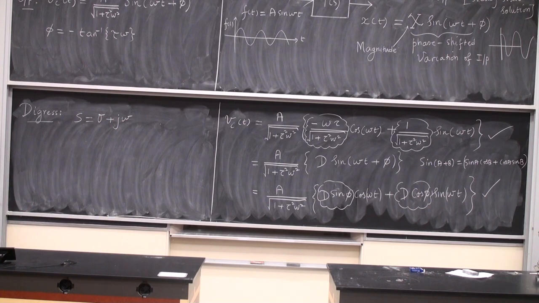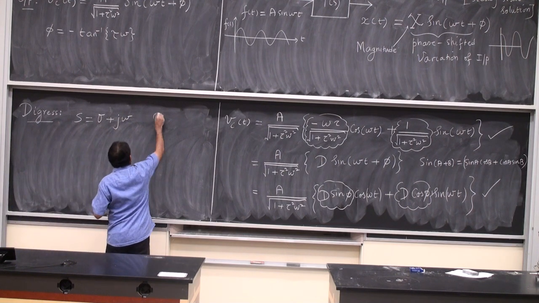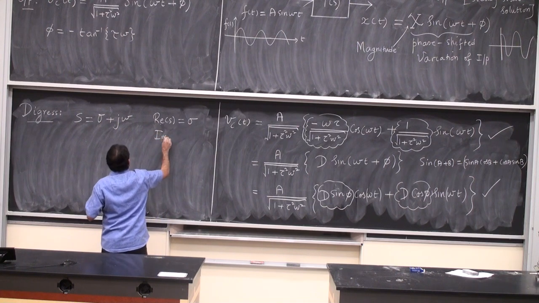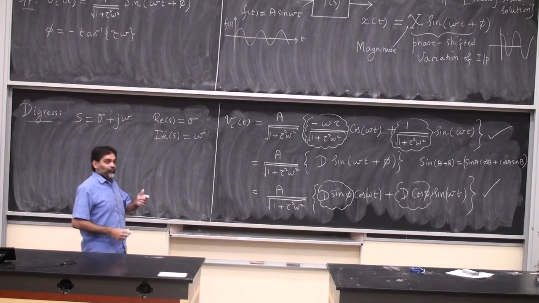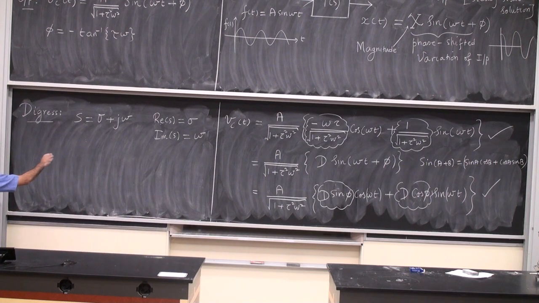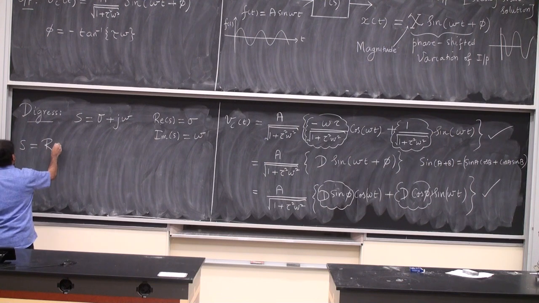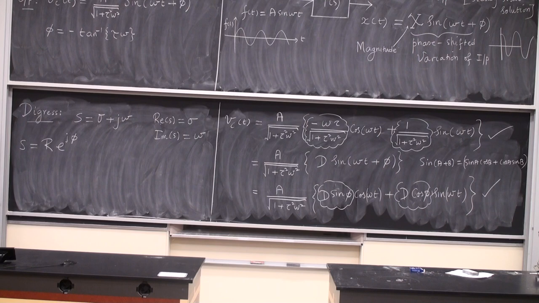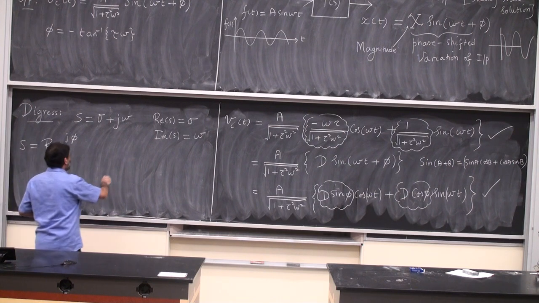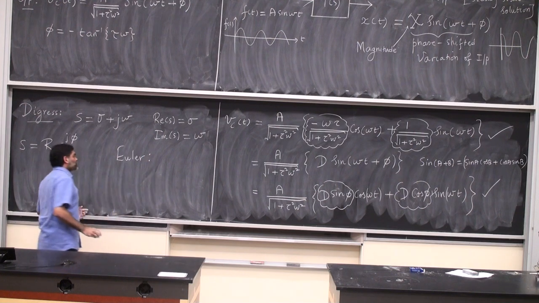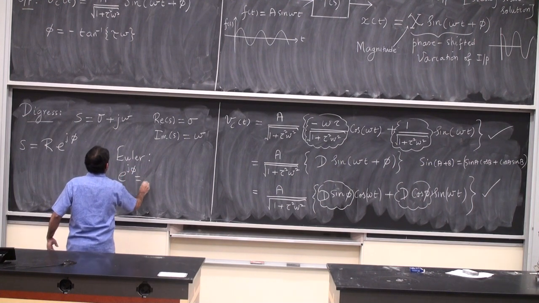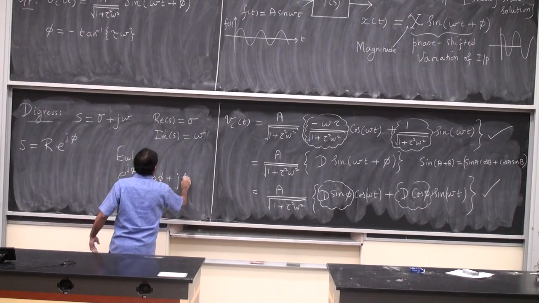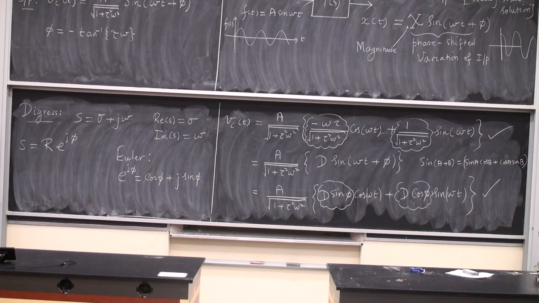Your good old Laplace variable S, so the real part of S is sigma. The imaginary part is omega. This same complex number can be written in a different form using the Euler identity. So I can also write it as R times e to the power j phi. And if I bring in the Euler identity, the way to pronounce his name is Euler, like oiling something, e to the power j phi is cosine phi plus j times sine phi, where j is the square root of minus 1.